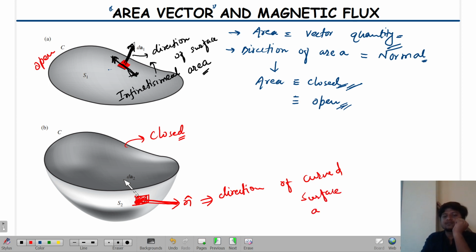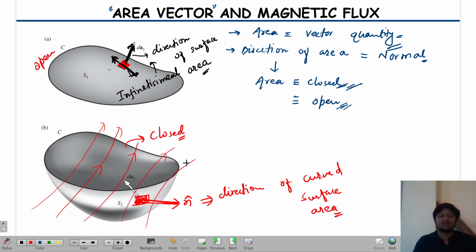Curved surface area. Got it or not? Yes or no? Now, if some magnetic field lines were passing through this particular surface area, then the total magnetic flux in this region is given by this sign of magnetic flux.